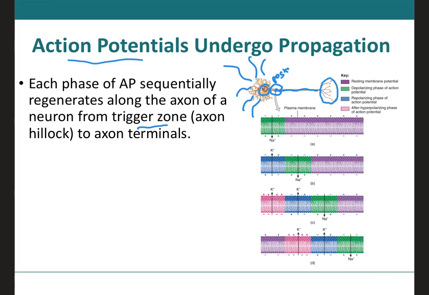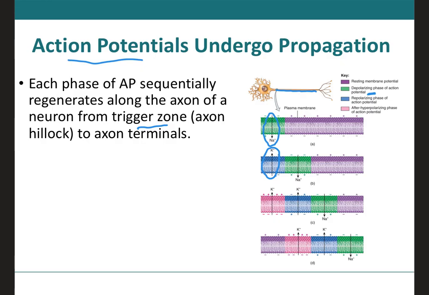So how will this action potential occur? Well, basically, it will start with sodium coming into the cell and potassium going out of the cell. So once you have sodium going in and potassium going out, it will create a depolarization of this membrane that will then transmit the signal all the way down the axon to the terminal buttons.